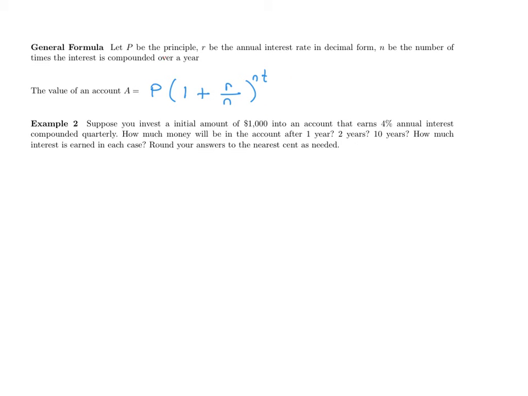Let's see how this works. In example 2, it says, suppose you invest an initial amount of $1,000, so that's your principal, and it goes into an account that earns a 4% annual interest rate, but this time, it's not compounded annually, it is compounded quarterly.